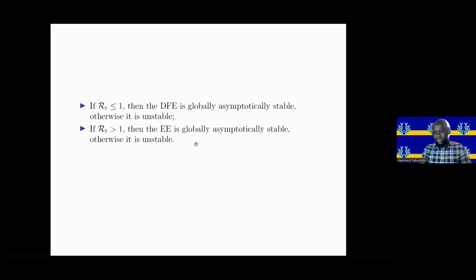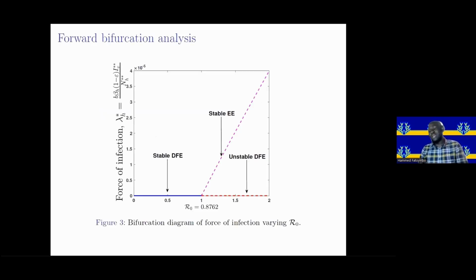In the subsequent slides, I'm going to show some plots of the asymptotic stability of the disease-free and the endemic equilibrium. But before we look at the global stability of our equilibria, we consider the bifurcation analysis that exists in our model.